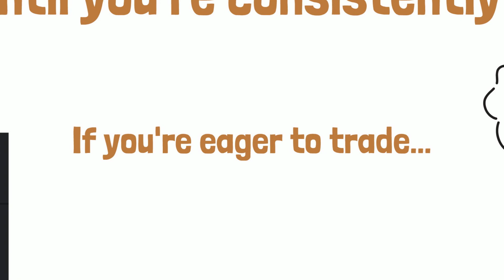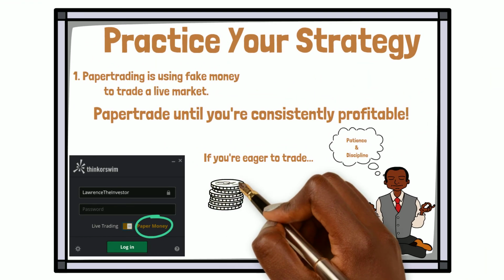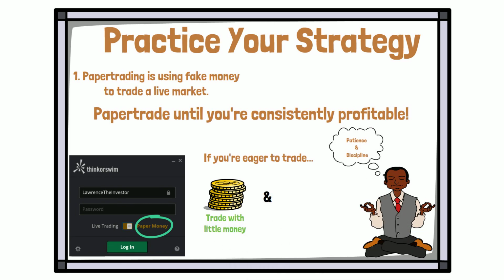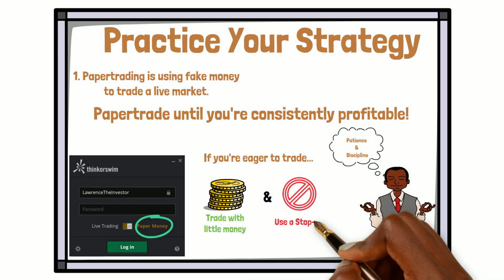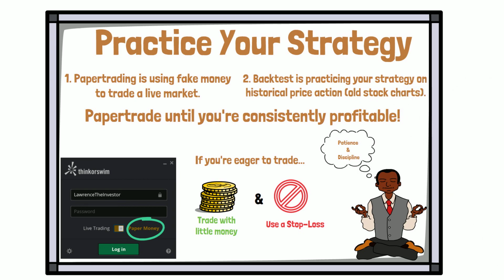Now, let's say you found a strategy and you want to start live trading immediately, like most of us do. Please use a small amount of money to begin with and a stop loss. Also, you can backtest. Backtesting is when you hop on a stock chart, look back in time as far as you like, and see how your strategy would have worked on historical price movements.